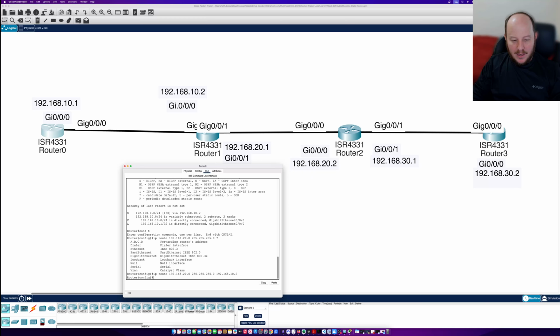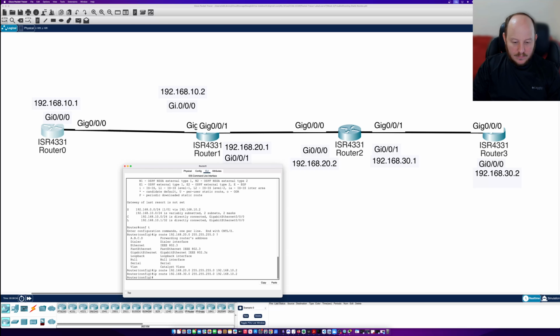Now I'm going to hit the up arrow to bring back the command I just entered, because all I need to do is change this to 30. It's still going to be the same next hop because it's the only way out.